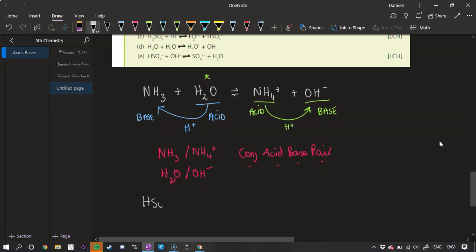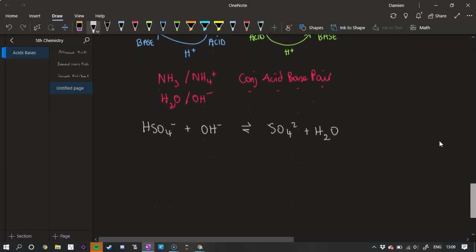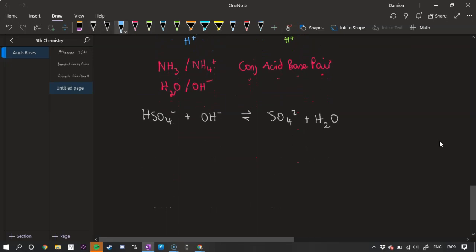So we've got HSO4 negative plus OH minus, equilibrium, SO4 dinegative plus H2O. Same thing here. Look at this: HSO4 negative ends up at SO4 dinegative on the other side. So this obviously is going to donate, which makes this the acid. It makes this the base because it's accepting. Then working backwards, H2O ends up becoming OH minus. So this is the movement of the hydrogen. This is an acid, and this is a base for accepting it.